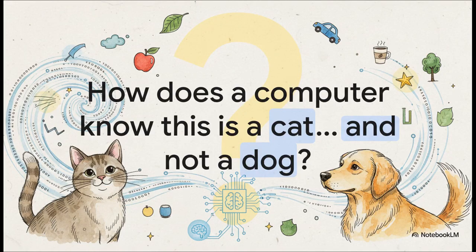I mean, look at this. For you and me, it's obvious, right? That's a cat. But for a machine, this is a mind-bendingly complex puzzle. How on earth does it learn to tell a cat from a dog or a coffee mug from a keyboard? We are going to break that down step by step.